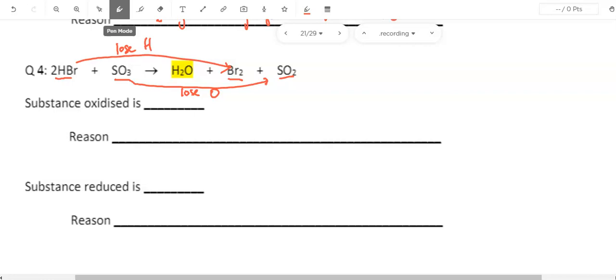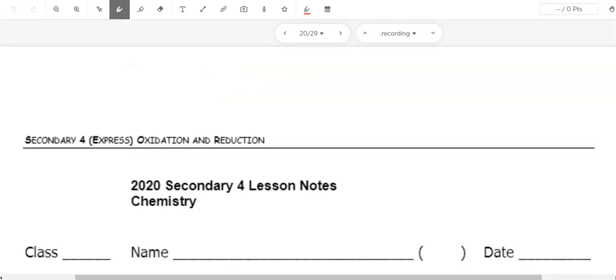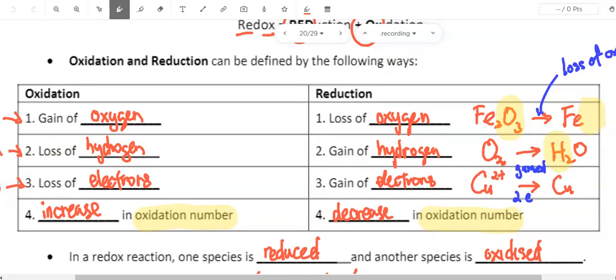So if I lose hydrogen, I lose oxygen. So question, is it oxidation? Is it reduction? Which one is it going to be? If you can't remember, you can always go back to your previous slide, okay? So, okay, I got loss of hydrogen. Lose hydrogen, oxidation. Lose oxygen, reduction.